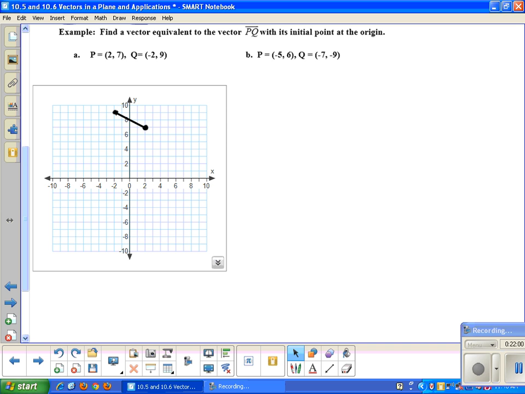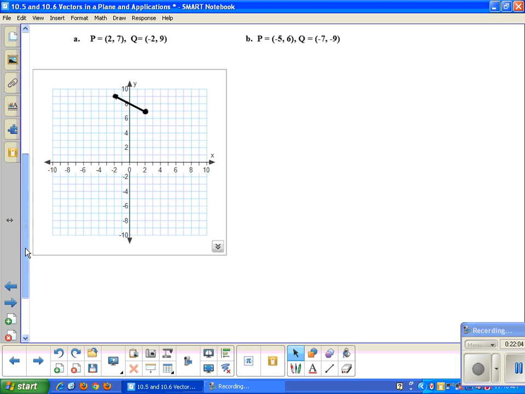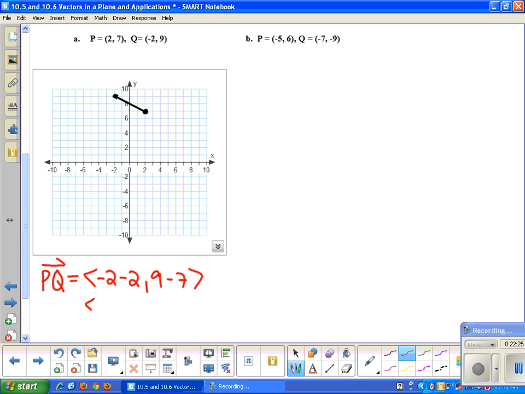Well, I just want to figure out what the component form is. So to figure out the component form, you're just, remember, subtracting. So for this one, PQ would be equal to, remember, component form gives your horizontal and your vertical, so what you need to do is just subtract. It's always your terminal minus your initial. So we have -2 minus 2, comma, 9 minus 7, and -2 minus 2 is -4, comma, 2. So this would be my new vector.